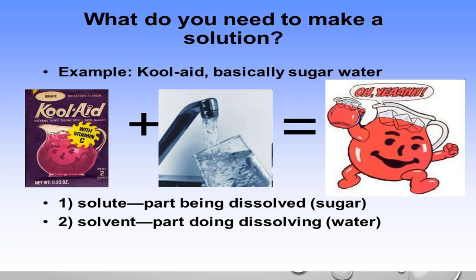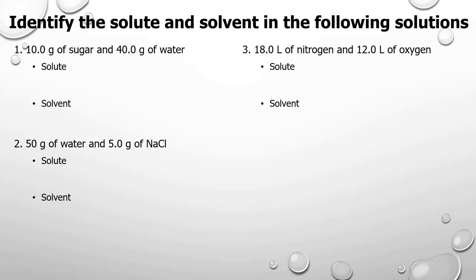We'll do a Kool-Aid type lab in a little bit. So I want you to look at these. I think they're on your paper, are they not? Yeah. Okay, what is my solid in number one? Sugar. Sugar, right. Sugar is my solid. That means, what's my solvent? Water. Good.